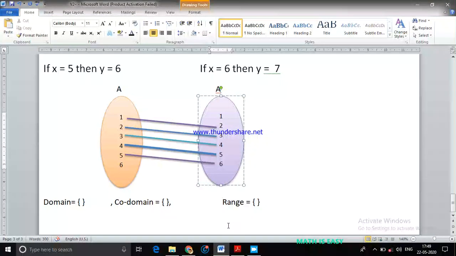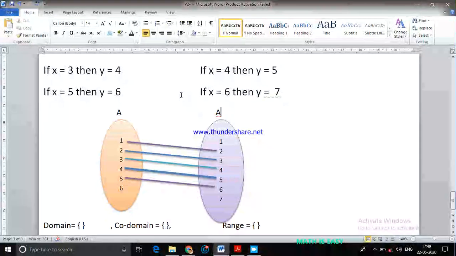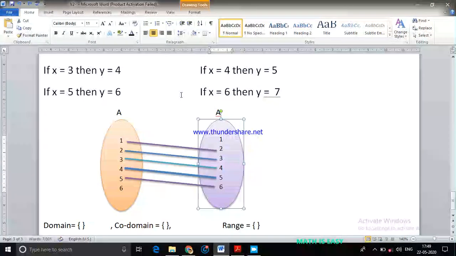Don't add 7 here. Don't just add 7 and put a line from 6 to 7. If you add it, you are considering that 7 is an element of A, which is wrong, because the question says A has only the elements from 1 to 6. Understood? So don't add 7 and map 6 to 7, that will be wrong.